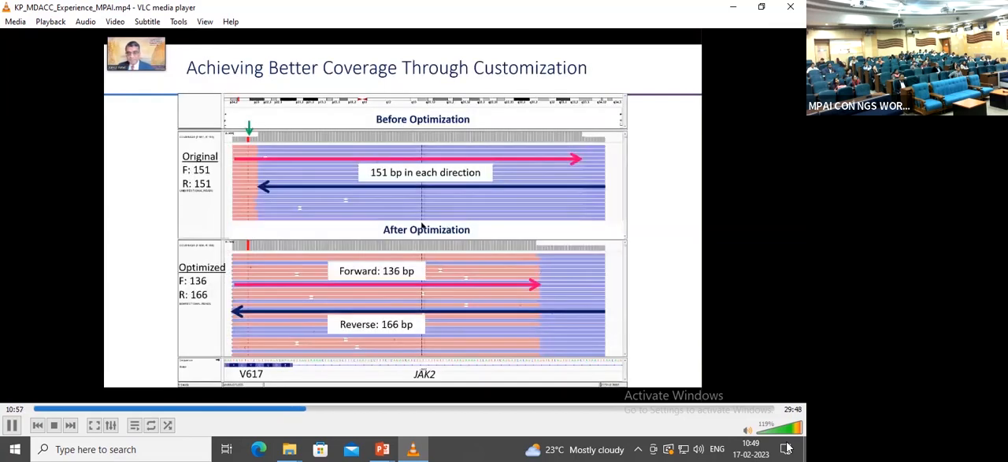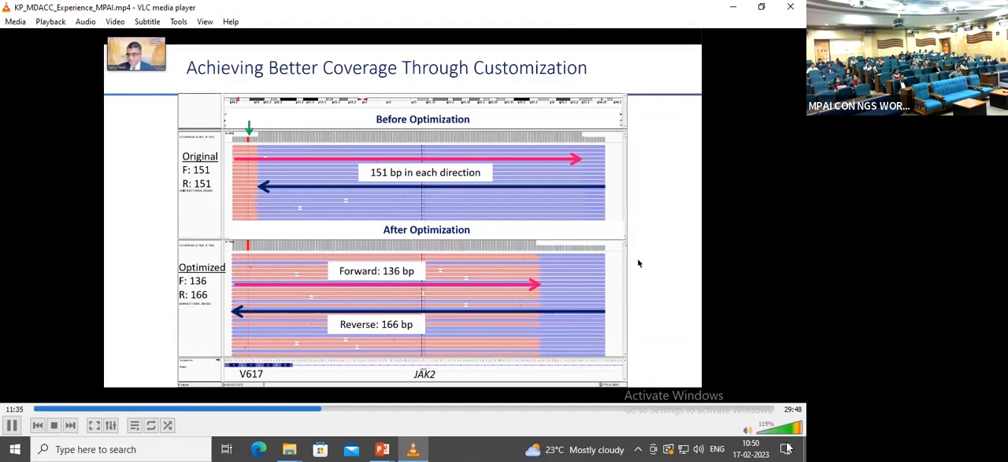Some other examples of this optimization phase that was needed on top of the commercial availability is an example in bidirectional sequencing coverage. If you went with a 2 by 150 cycle approach in forward and reverse direction, just because of the length of the amplicon, a typical hotspot, in this case codon 617 in JAK2, was only covered in one direction. So we were able to shorten the forward sequencing cycles and increase the number of reverse sequencing cycles so that the hotspot was covered bidirectionally.